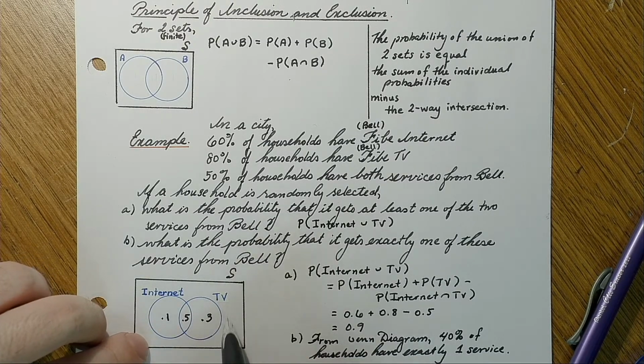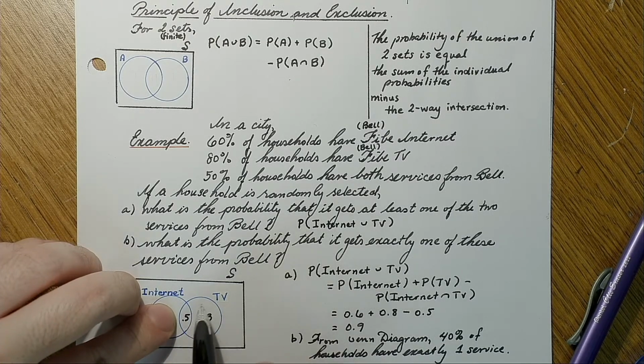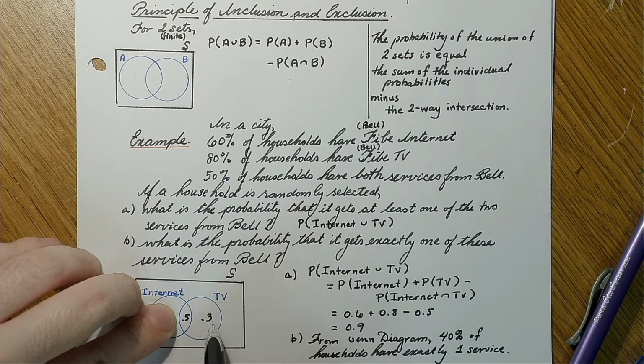Again, we're looking at the entire set of TV. In this case, TV is right here. So that would include the 0.5 and the 0.3. So again, that sums up to give you 0.8. Okay.